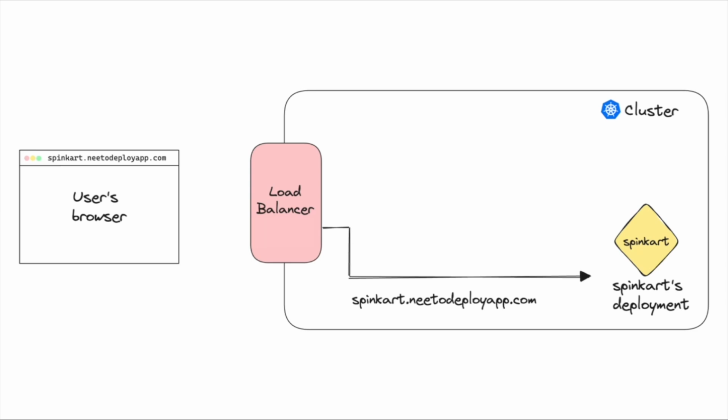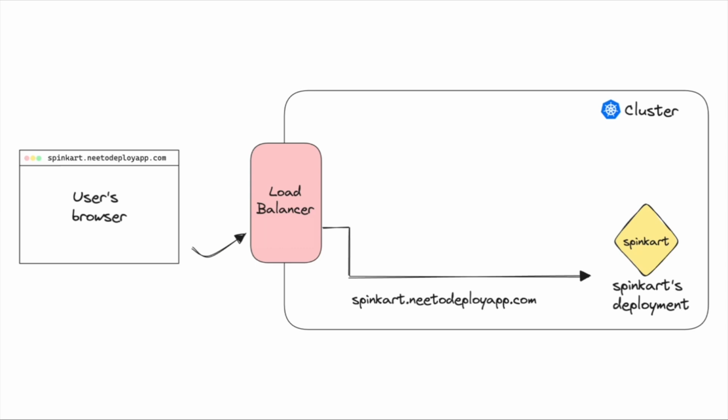Whenever a user enters the URL for their app in the browser, this request first hits our load balancer. The load balancer has different ingress rules defined for all the apps, which describe how requests to different hosts should be routed to the different deployments. In this case, we have an ingress rule that maps the URL spincart.neetodeployapp.com to our app's deployment. So whenever a user hits the URL for our app in the browser, this request is first caught by the load balancer and it is then routed to the corresponding deployment in our Kubernetes cluster.